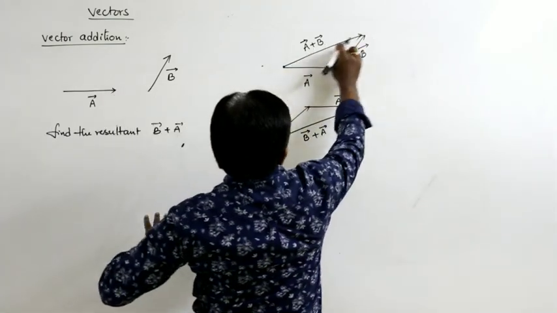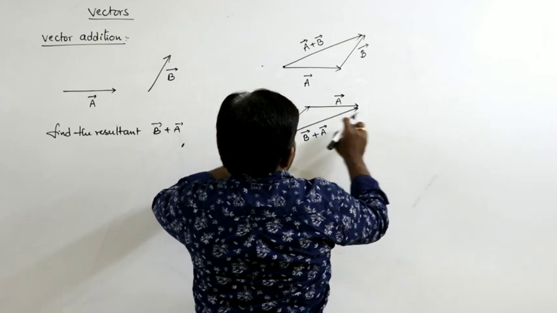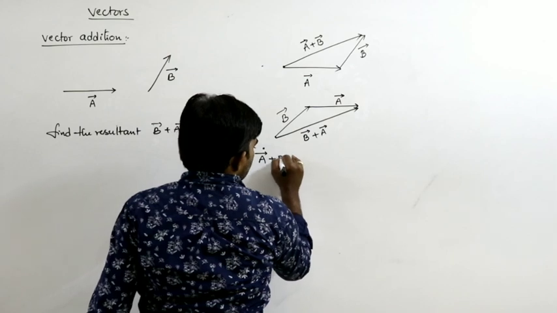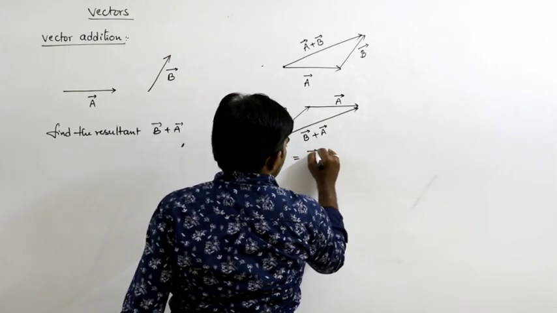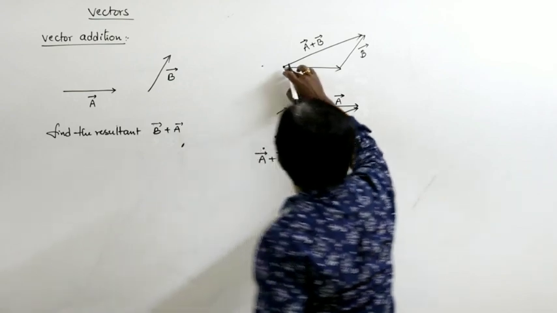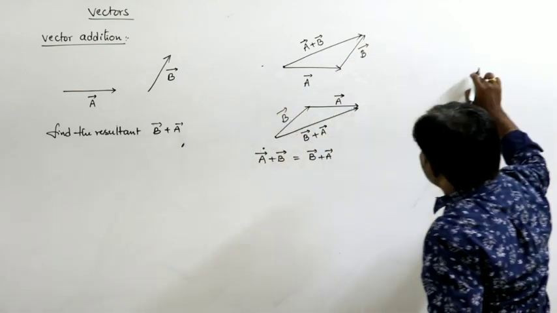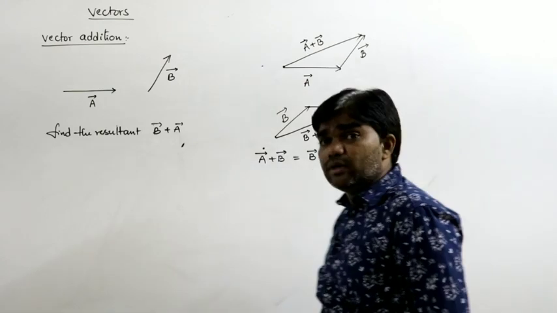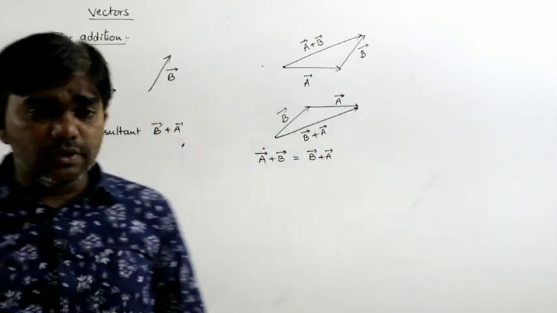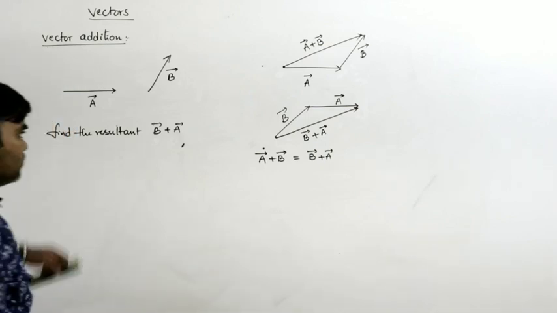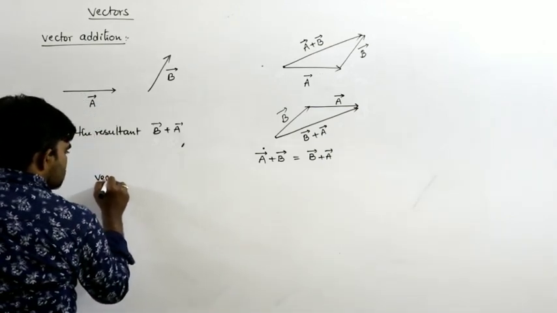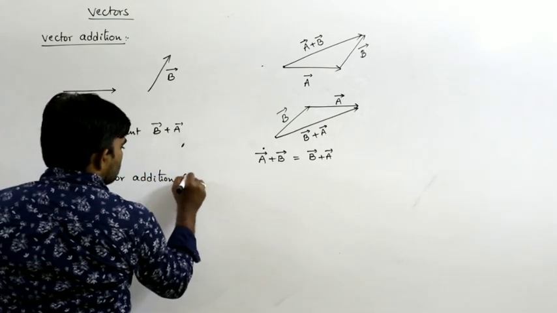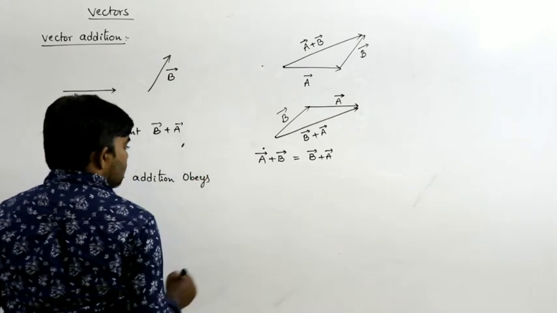Here, this is A bar plus B bar and this is B bar plus A bar. So from this what can we write here? A bar plus B bar is equal to B bar plus A bar. This is the direction of A bar plus B bar and this is the direction of B bar plus A bar. Both are equal in magnitude and direction. So from this we can say that vector addition obeys the commutative law.